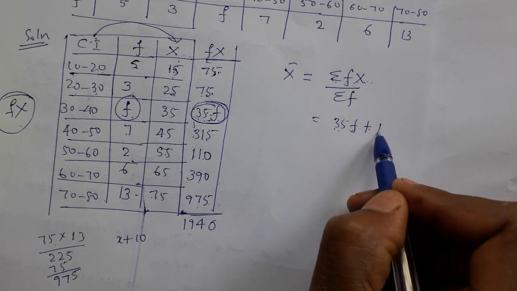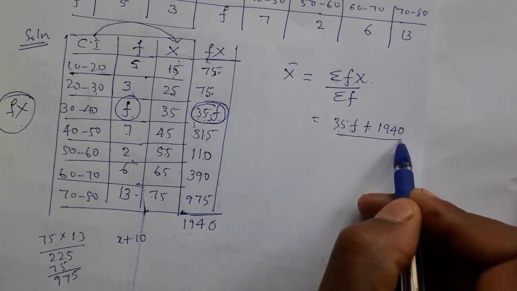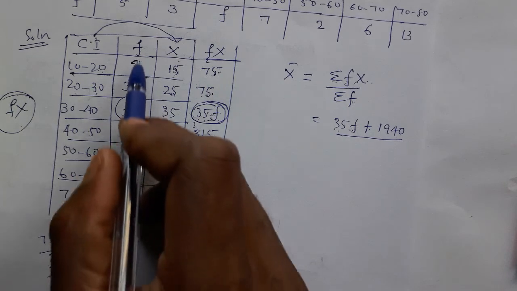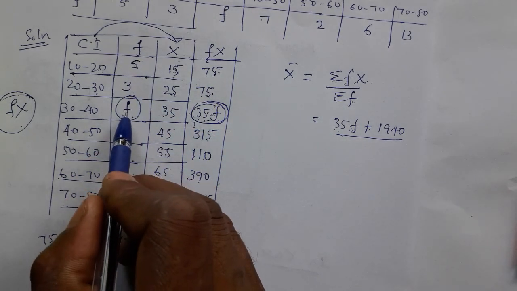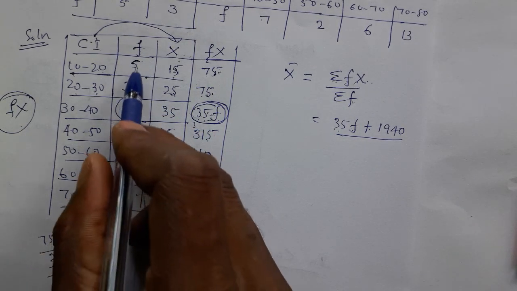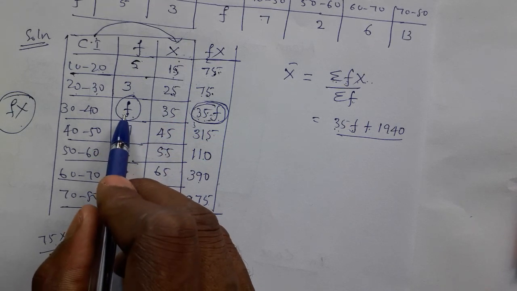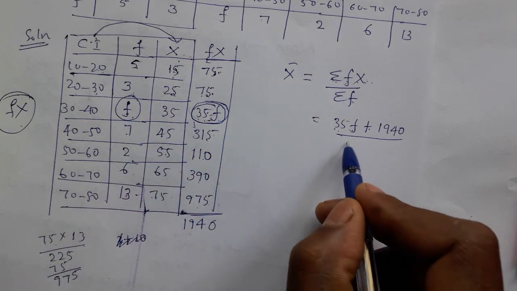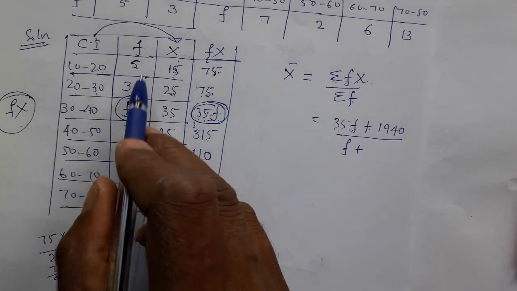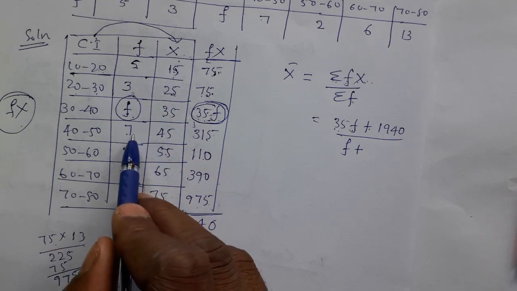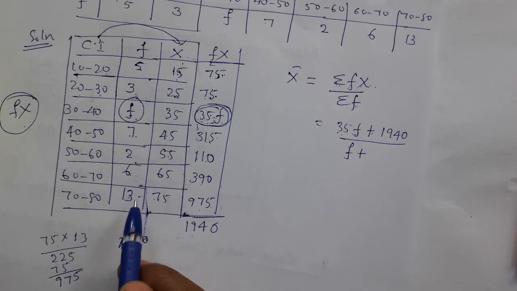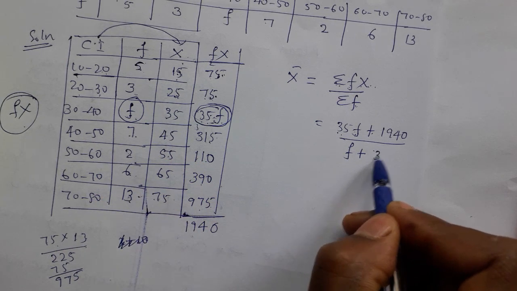So finally we'll get 1940 divided by sigma f, which means total f. We'll go for the total f. In total f also the problem is this f. F is there. So f is a variable, remaining all are natural numbers. So therefore f we can't add with the remaining. That's why what we will do, f we keep it same. f plus, the remaining we will add: 5 plus 3, 8, 15, 17, 23, 33, 36. 36 like this.